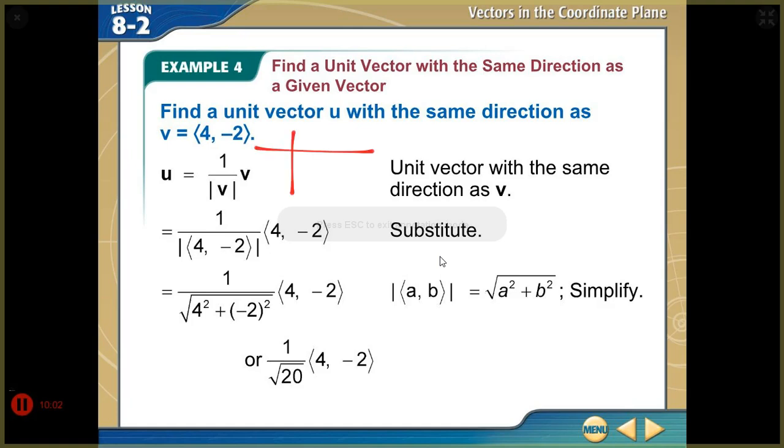And if we think about what that looks like, if I had my coordinate plane, 4, -2, 1, 2, 3, 4, -2, that's my terminal point. My vector looks like this. That has a distance of root 20, and what I'm defining is a unit vector that would have a length of 1 in the same direction. That's what we're doing algebraically.